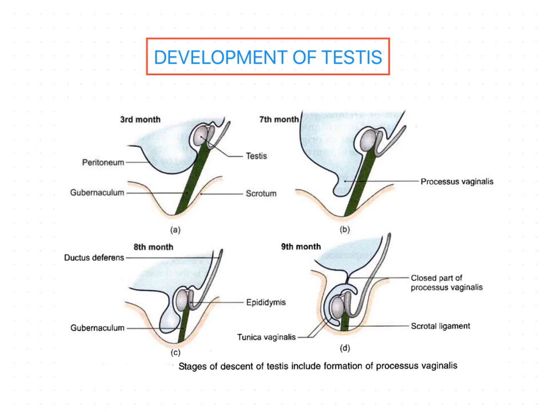Dear students, welcome back. In the previous session, we discussed the structure of the testis. Before discussing the applied anatomy of the male genital organs, you should understand how the testis is developed and how the descent of the testis takes place. Now, in this session, we are going to discuss the development and descent of the testis.